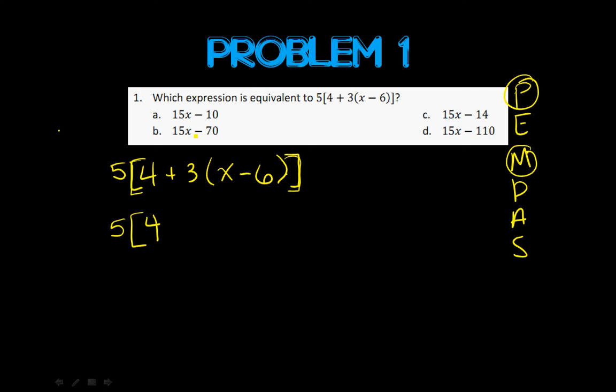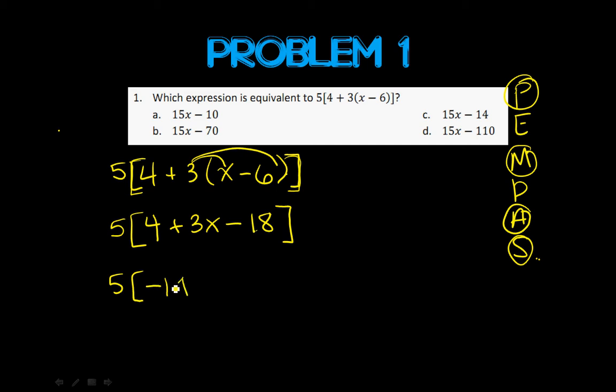So I'm going to take this 3 and distribute it. So it becomes plus 3x and then minus 18. And now, still within the parentheses, I'm going to go to addition. There's no division to worry about. Or actually, it's technically subtraction. So 4 minus 18 makes negative 14. And that does not combine with the 3x because x and 14 are not like terms.